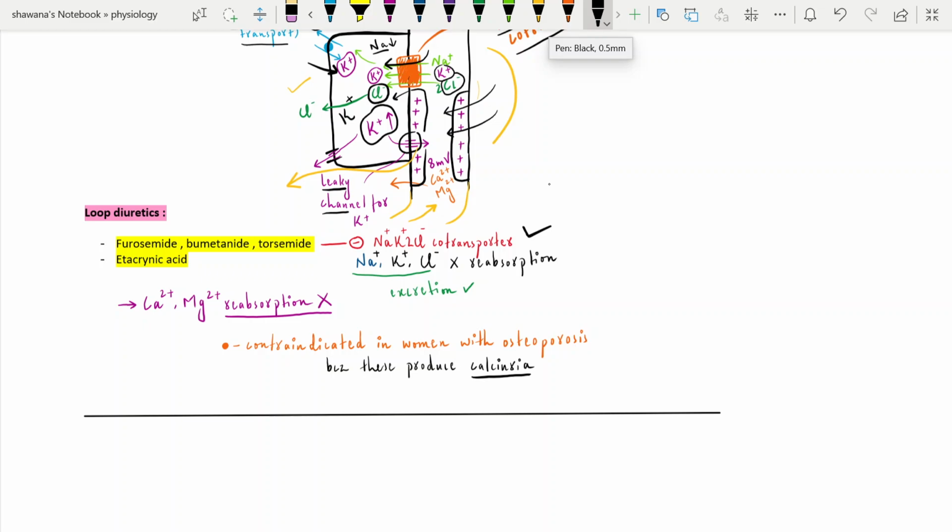And does it have any clinical implications? Yes, it does. Loop diuretics are contraindicated in women with osteoporosis, because those women already have less calcium inside the blood, and loop diuretics promote calciuria by inhibiting the reabsorption of calcium and magnesium. So in case of osteoporosis, loop diuretics are contraindicated.